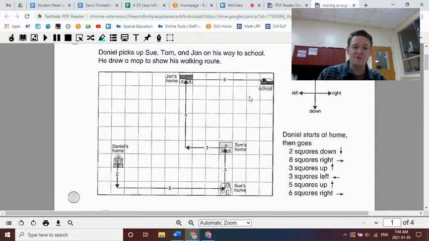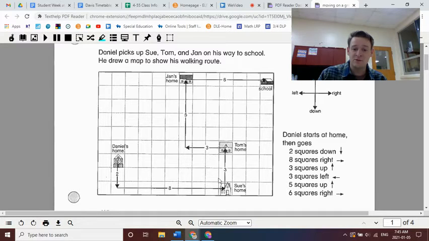So looking at this example, this is what most of your questions today are going to remind you of or look like. Here it says, Daniel picks up Sue, Tom, and Jan on his way to school. He drew a map to show his walking route. So here's the map he drew. And then you should be able to look at that map and realize these next few things. So Daniel starts at home. Just like when we're talking about patterns or other things that we're communicating, we want to talk about where we're starting. So he's starting at Daniel's home.